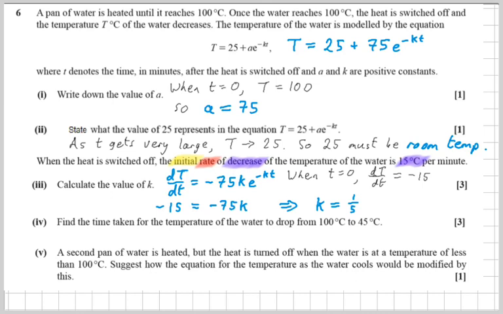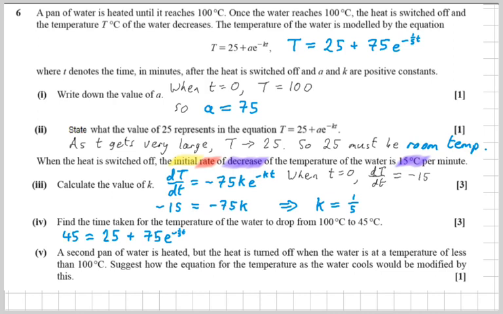Part 4, find the time taken for the temperature to drop to 45 degrees. Well, again, I'm just going to look back up here. Now that I've got the value of k, I'm going to improve this equation even further by writing the value of k in there. So we've got a proper full equation now with no unknowns in it. And then I just need to set the temperature to be 45 and solve it for little t. So let's do that. So, great. Okay, how do we solve that?